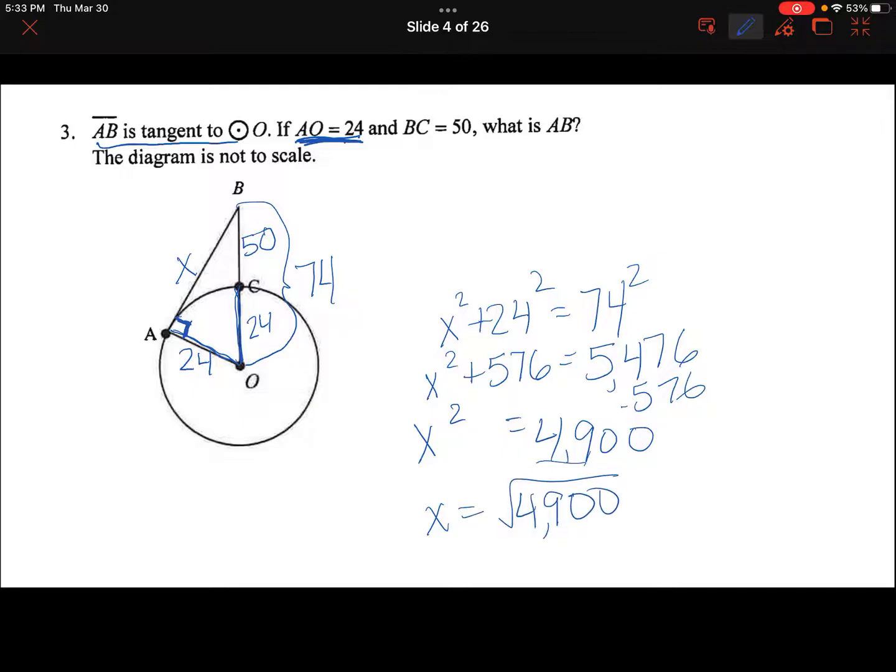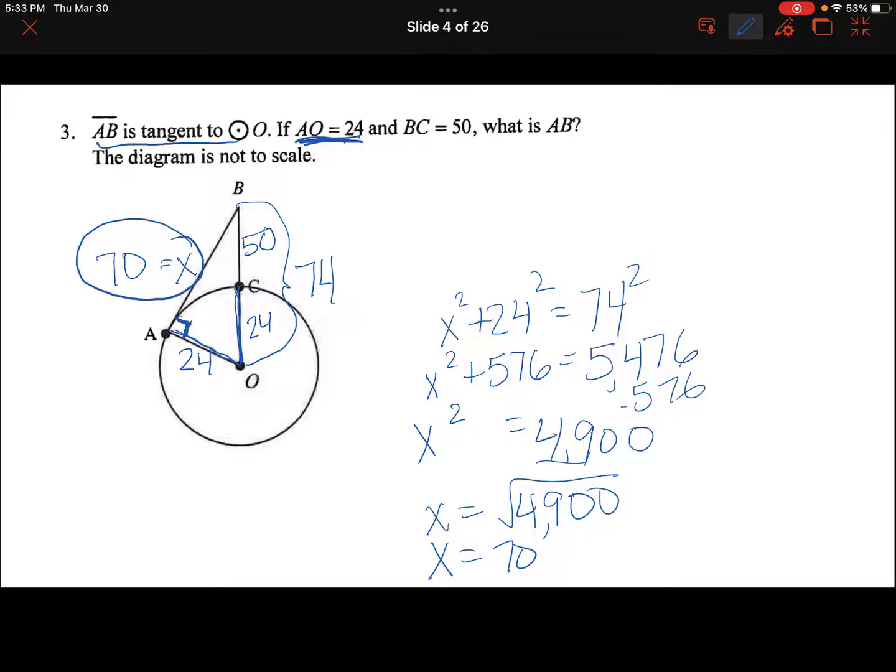4,900. In your calculator, you can do the square root of 4,900. There we go. I see that this is, in fact, 70. So we have a 70, 24, 74 triple there. Neat.